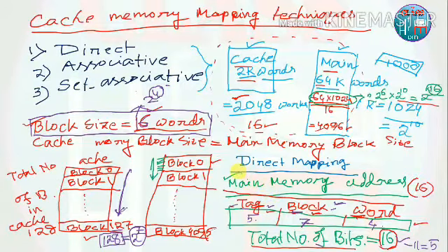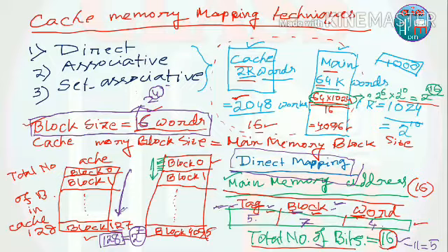So if we use the direct mapping technique, then this will be the main memory address field division. So this will be the size of the main memory address field. Clear? So from this topic, the numerical problem will come following this kind of concept.